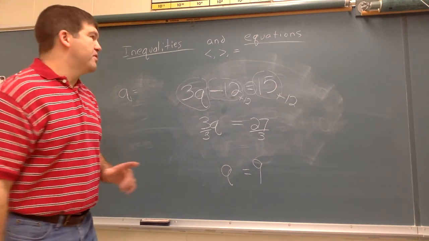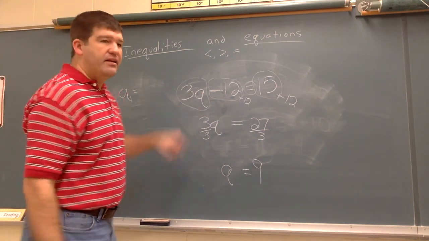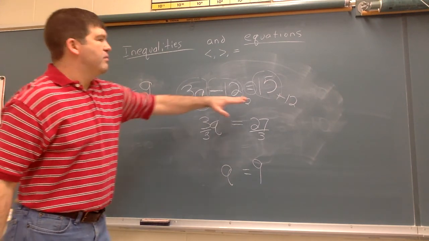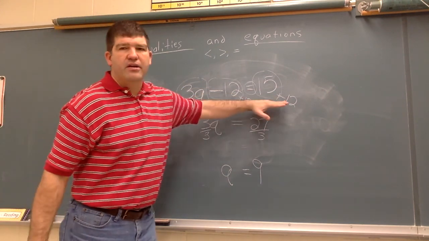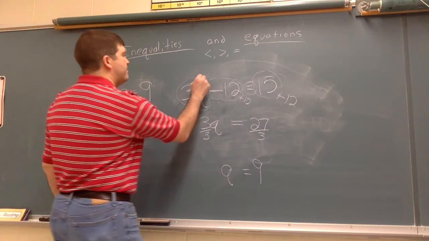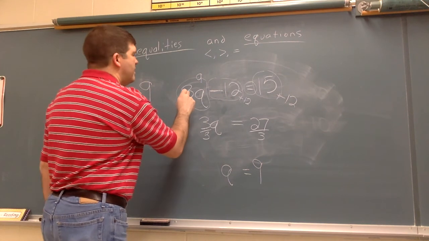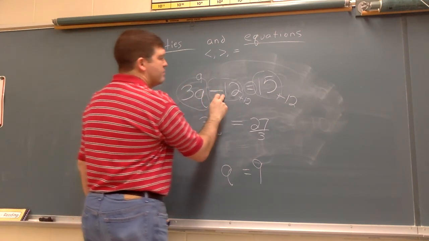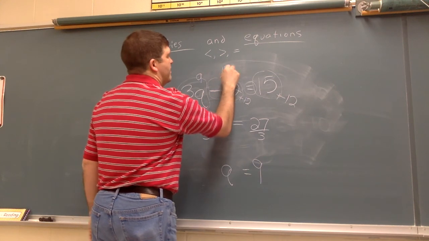Let's check to make sure that if we put 9 in here, if q equals 9, will this be a true expression or an equation? So I'm going to put 9 there. 9 times 3 is 27. 27 minus 12 is 15.